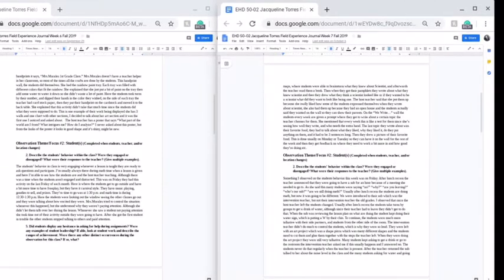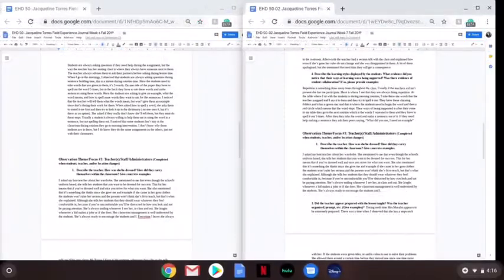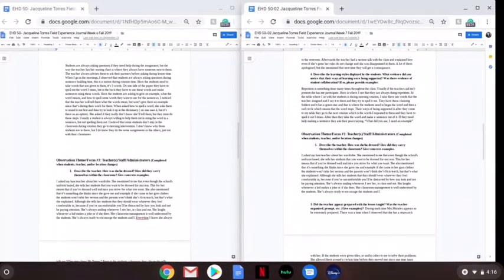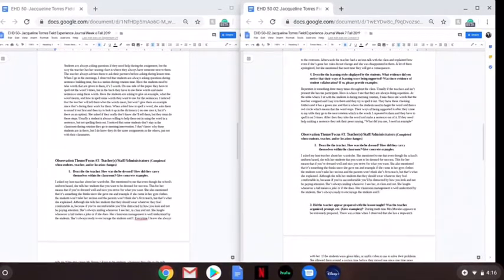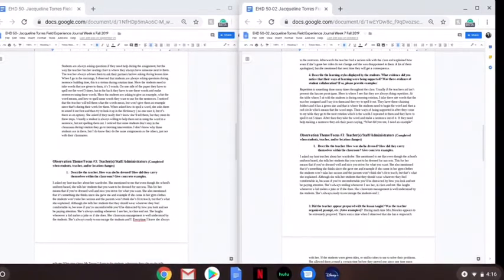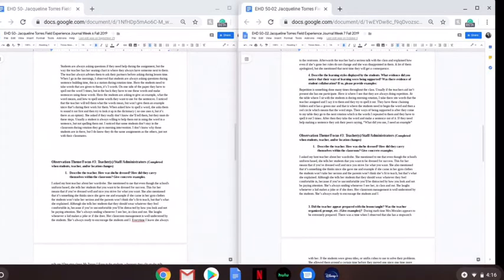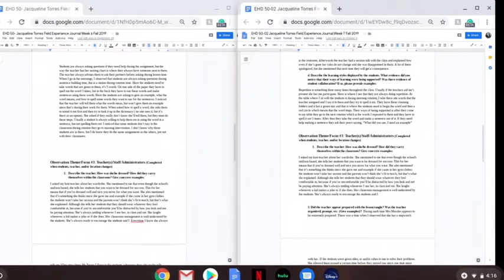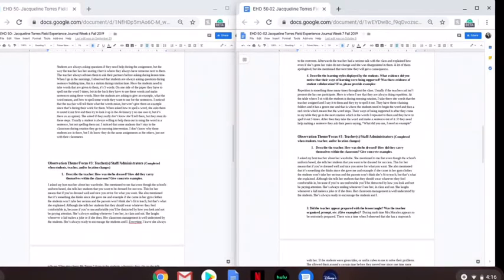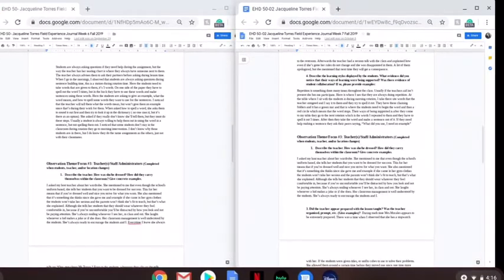Then we would go down to teacher observation focus number 3, which was the teacher and staff and administration. And I always put the questions 1 and 3, which describe the teacher and how she was dressed and how they would carry themselves within the classroom. Basically talk about her day-to-day, how she taught, what she wore, and stuff.